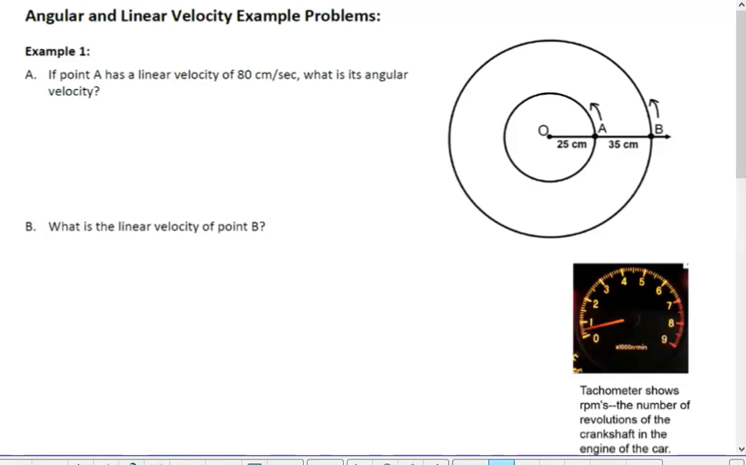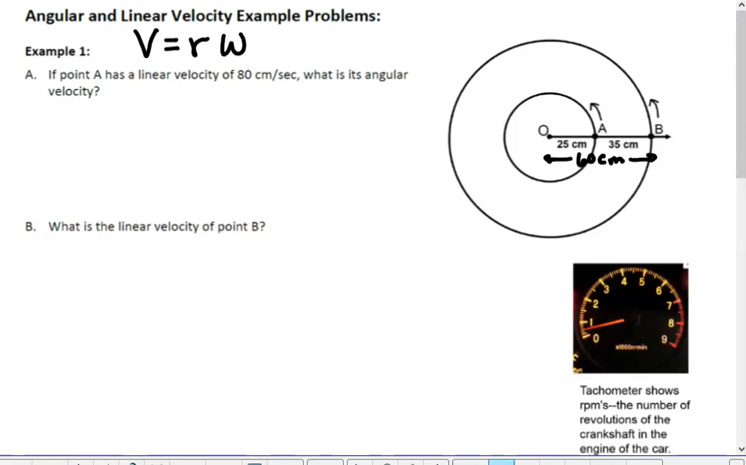Let's look at some uses of the relationship between angular and linear velocity. So remember, linear velocity is the radius times the angular velocity. Here we have a circle with center O, point A that's 25 centimeters from the center, and point B that is a total of 60 centimeters from the center, 25 plus 35.